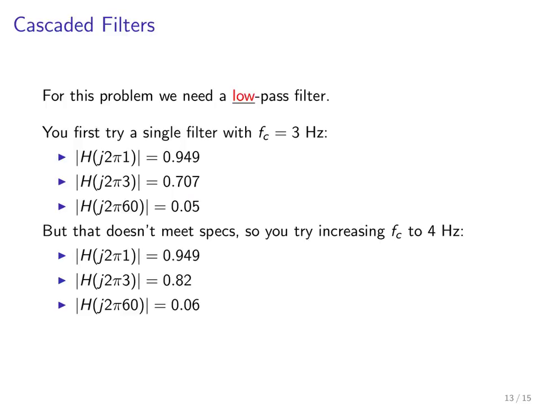Okay, so again, for this problem, we're going to need a low-pass filter, right? So you might first try a single filter with a corner frequency of about 3 hertz. If you do this, you're going to get a transfer function amplitude at 1 hertz of 0.949. But then at 3 hertz you have 0.707, right? That's your corner frequency. We specifically set it up this way.